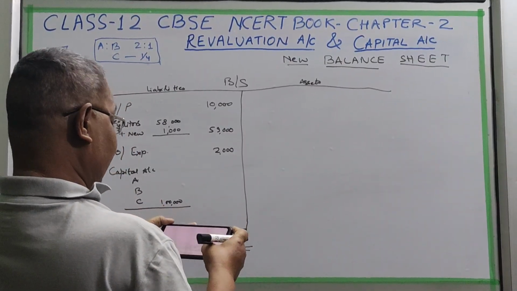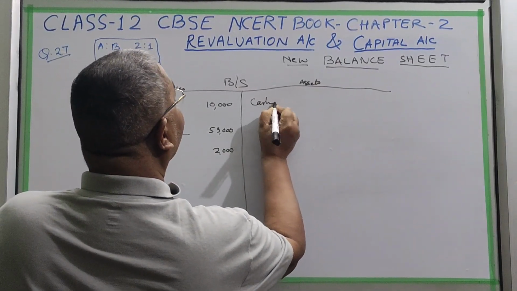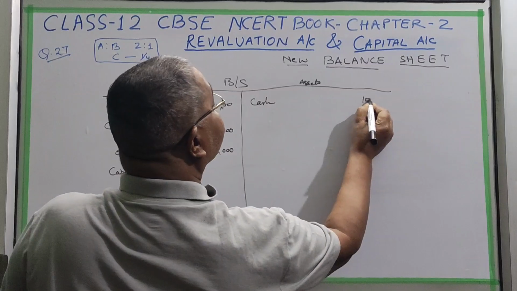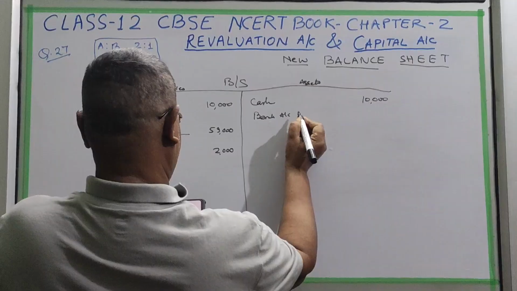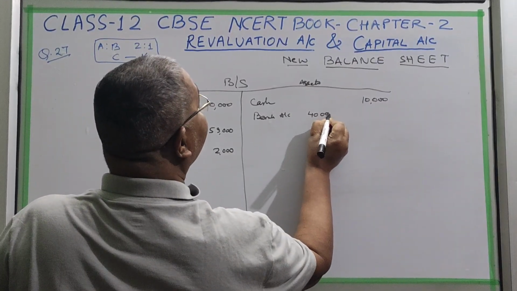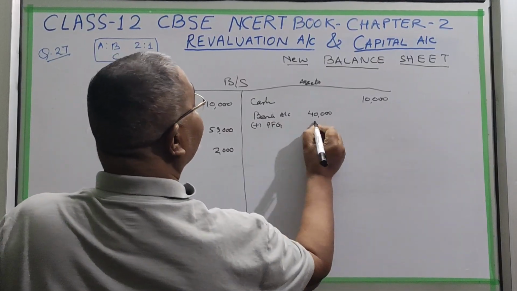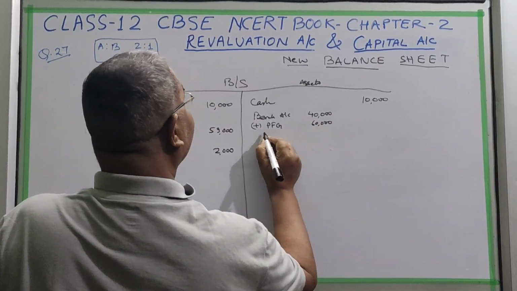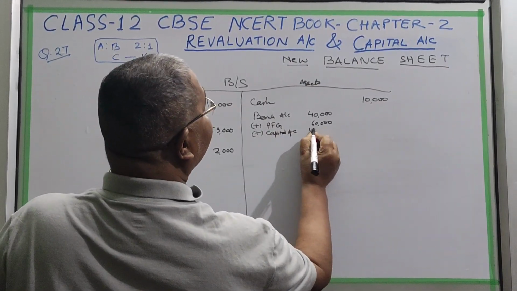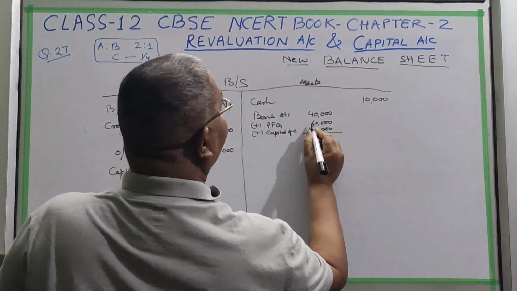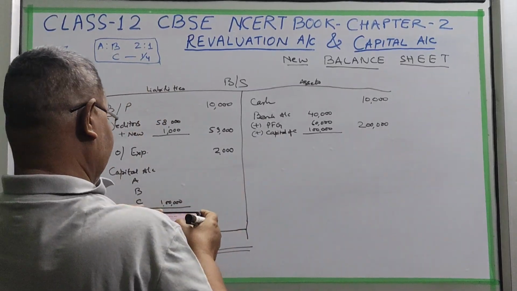Okay, here now asset side, cash in hand. Cash is 10,000. Bank account here 40,000 is given, and you remember, plus new partner has given premium for goodwill 60,000, and capital also he has given, capital of C 1 lakh. So all together bank account will be 2 lakhs. Okay, this much capital of C also will come here.